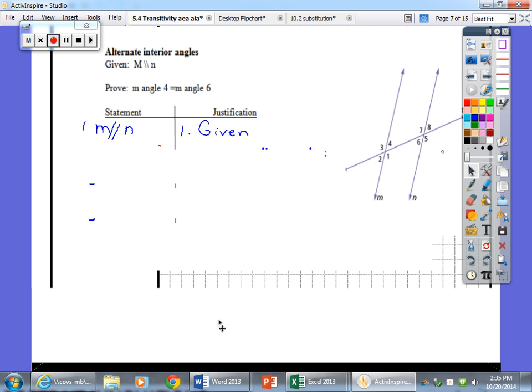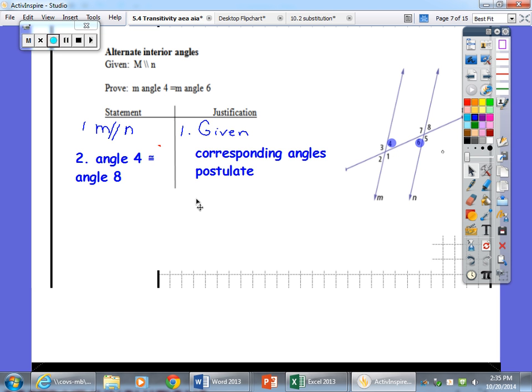Okay, so now let's look at the alternate interior angles. The alternate interior angles would be like angle 4 and angle 6. So what they want me to do here is prove that the measure of angle 4 is congruent to the measure of angle 6, only using the things that we've already talked about. Again, the first thing I did is I stated my given, that M is parallel to N. After I stated my given, I again looked for a relationship between the two.